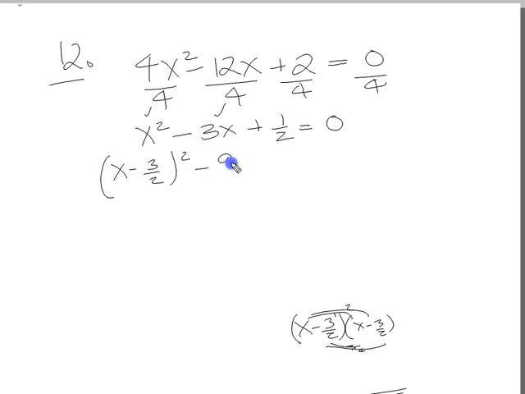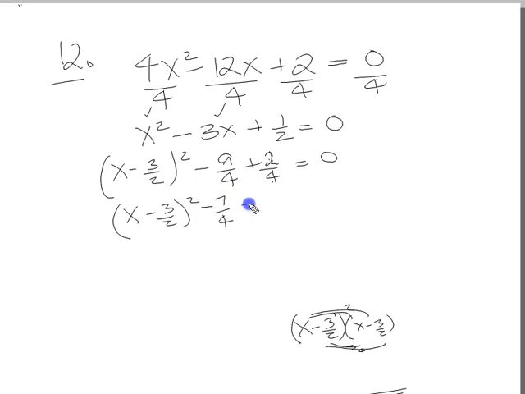So to get rid of that, we just simply write minus 9 over 4. So that cancels that out. And we've got our half, haven't we? Which I can write as 2 over 4. Just scale it up to quarters. So that's what we've got. So we're nearly there. x minus 3 over 2 squared then, this is minus 9 over 4 plus 2 over 4 is minus 7 over 4.